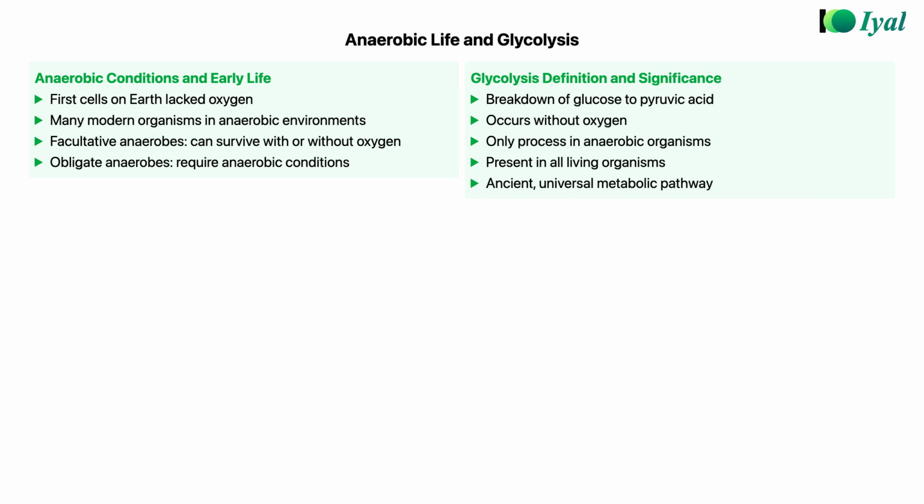This process of partial oxidation of glucose without oxygen, we call it glycolysis. Basically, glucose is broken down to pyruvic acid, small molecules, and this happens without oxygen. Glycolysis is so ancient, so fundamental that every single living organism has this pathway. Every bacteria, every yeast, every plant, every animal, everyone can do glycolysis. In anaerobic organisms, glycolysis is the only process for getting energy. In aerobic organisms like us, it is the first step. Very important pathway to understand.